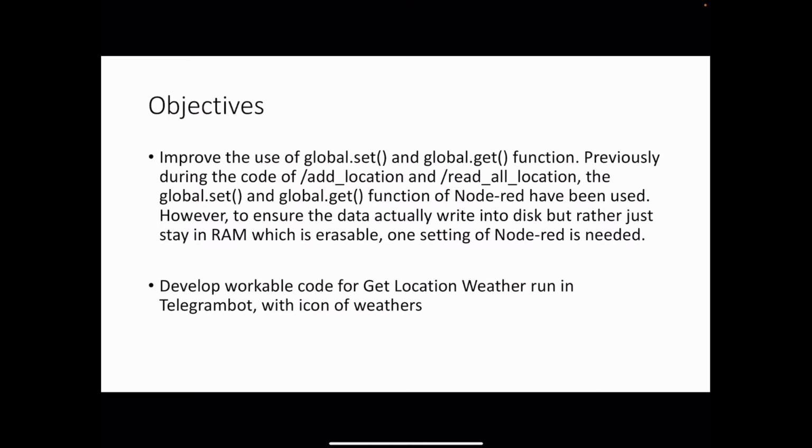First, if you remember, we used the global.set and global.get functions in the add location and the read location for our previous code on Thursday. Now it worked fine, but after I double-checked, I did not remember there was a setting required. Without that setting, the global set will only save the memory inside the RAM, which is erasable whether you turn off Node-RED or shut down the Windows computer. It cannot be reloaded after you run a new Windows session and so on.